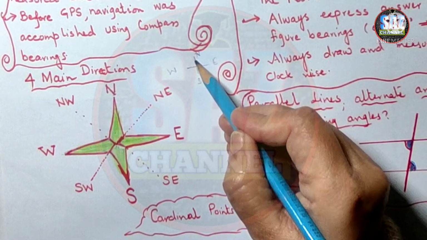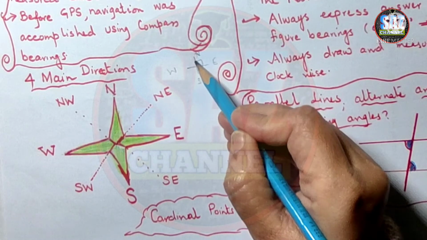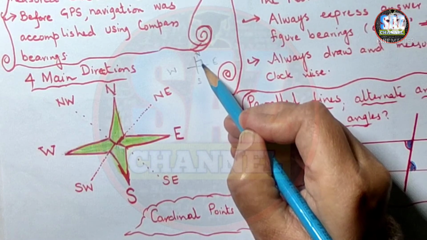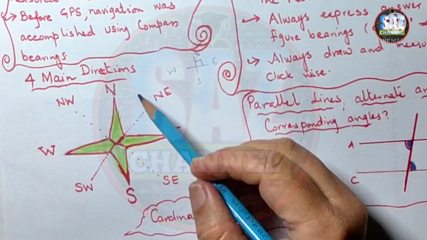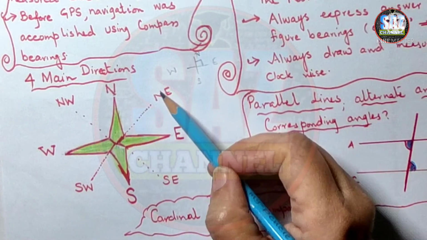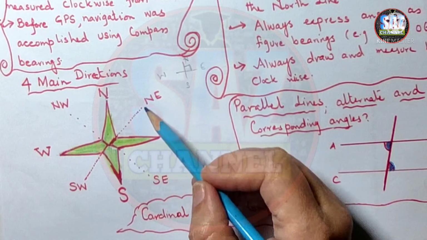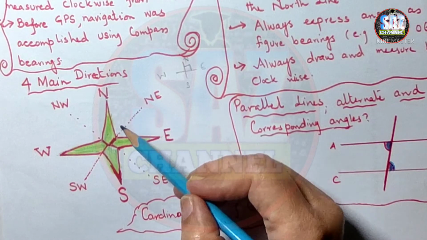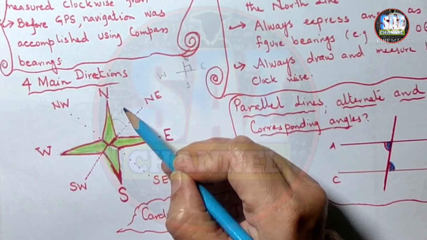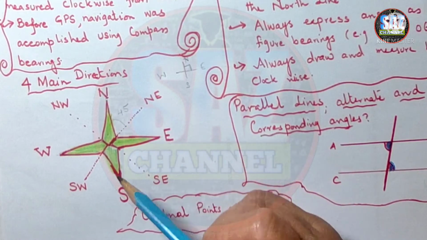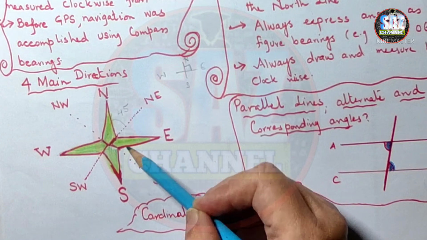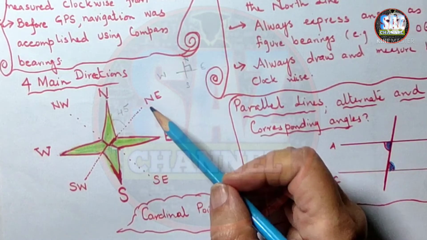If we look at the turn from north to east, this complete turn is making one quadrant, and it has 90 degrees. And then the position which is right in between north and east is northeast, and it comes directly in between north and east. So the turn from north to northeast will be 45 degrees, and if we want to state the bearings, that will be 045 degrees.